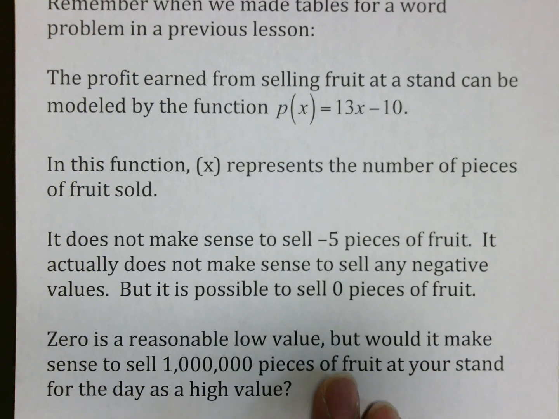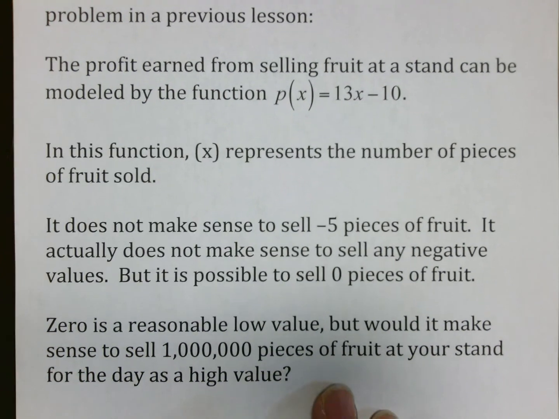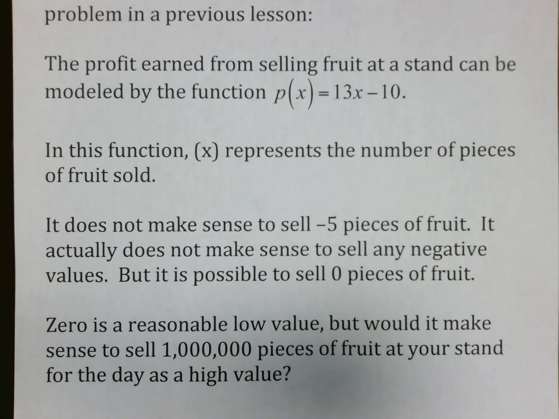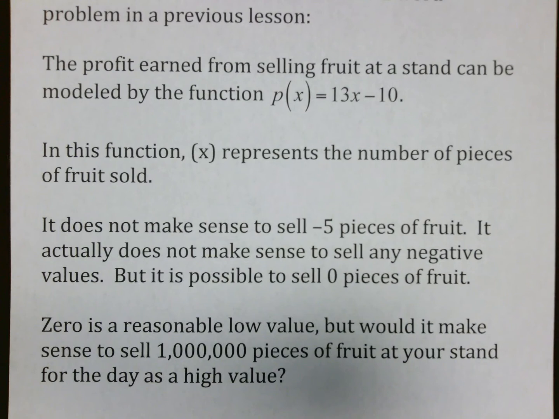Another thing in terms of reasonable that we probably didn't talk about is, would it make sense to sell 1 million pieces of fruit at your stand for the day? No, there's no way you have 1 million pieces of fruit in stock and that 1 million people are going to show up in 24 hours and actually buy it. So again, when you're talking about your reasonable domain, your reasonable range, you're talking about numbers that make sense for the actual problem for what it is.